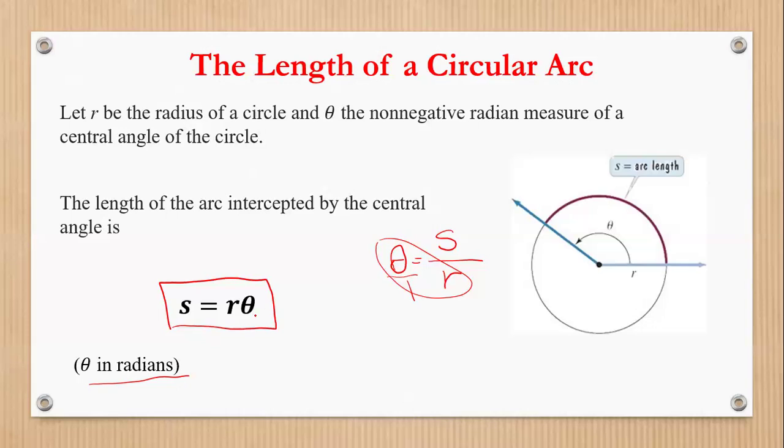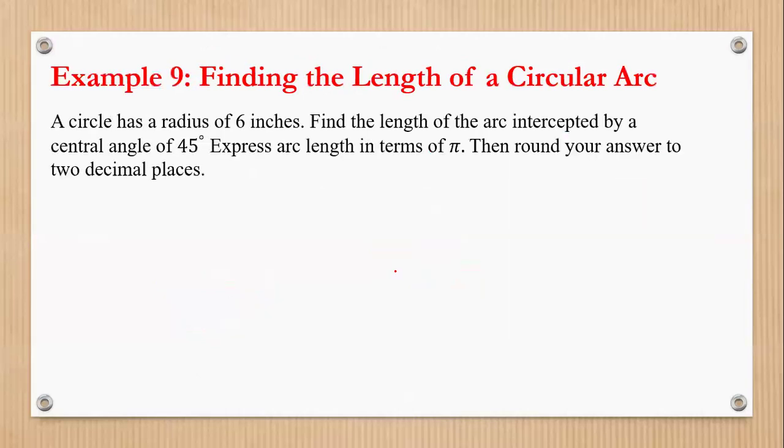So this is not a new formula. This is the same formula that we had for finding the radian measure of any angle, but this time using the same formula to find the arc length. For example, it says a circle has a radius of 6 inches. We have a circle where the radius is 6. Find the length of the arc intercepted by a central angle of 45 degrees. If I have a 45-degree angle, I want to find the length of this arc.